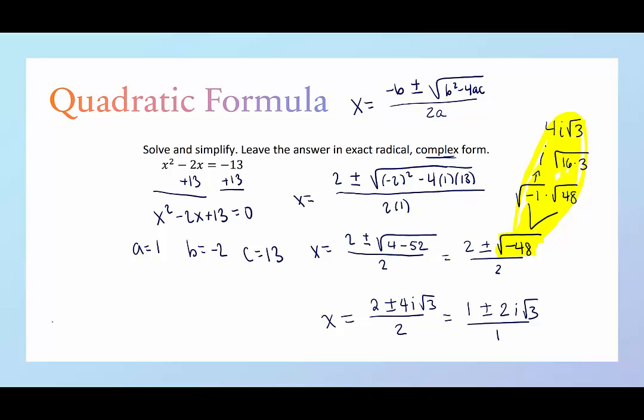So when I go to write my solutions, I'm going to split them up into 2 solutions because there are 2. The plus or minus means plus or minus. And I'm going to drop the denominator because divided by 1 is not going to change anything. So I have 1 minus 2i root 3, and I have 1 plus 2i root 3.